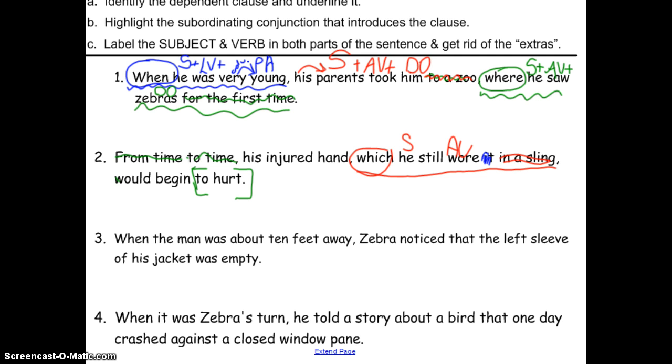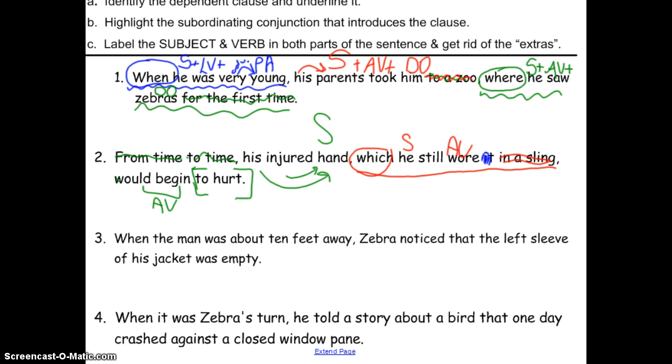What's your subject? What's the sentence about? Luke. His will never be a subject, right? Hand is your subject. What's his doing in that sentence then? It's modifying it. Whose hand is it? It's his hand. What kind of hand? An injured hand. Okay, and your verb or verb phrase? Would begin. Would is a helping verb.